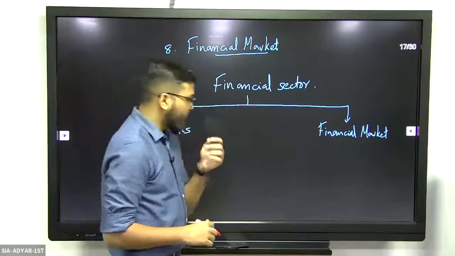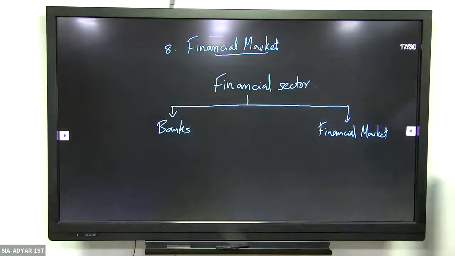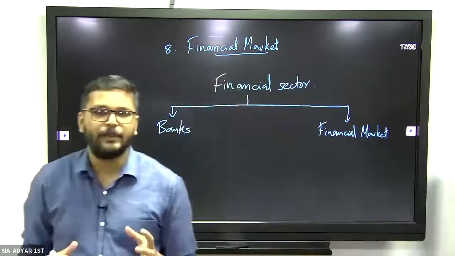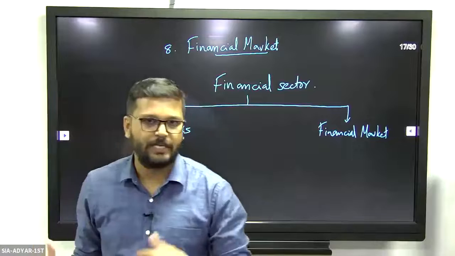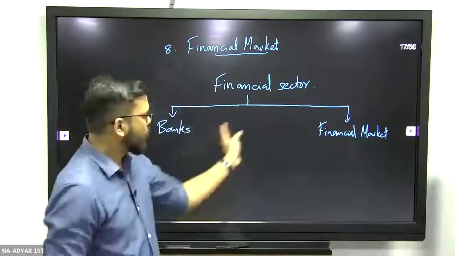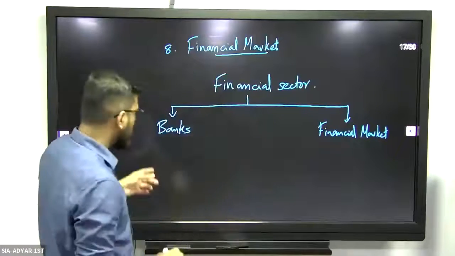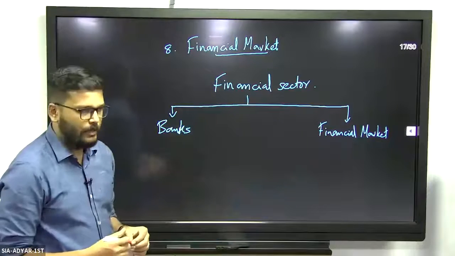What is the difference between bank and financial market? Both these places are places from where you can get money. Both of these are places from where you can access money. People who need money go there. People who have excess money give their money over there. Both are similar in that nature. That is what a financial sector is. But how is a bank different from a financial market?